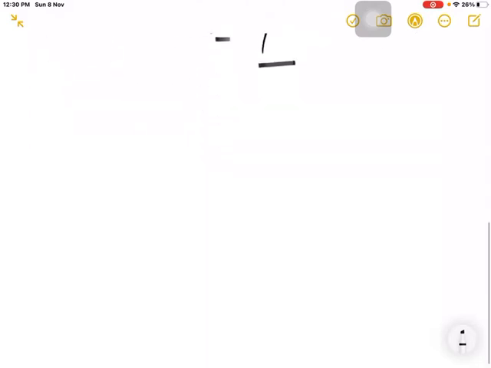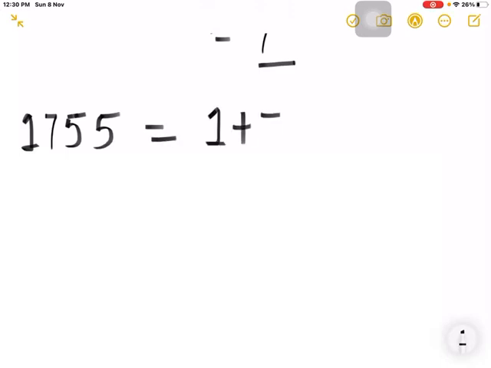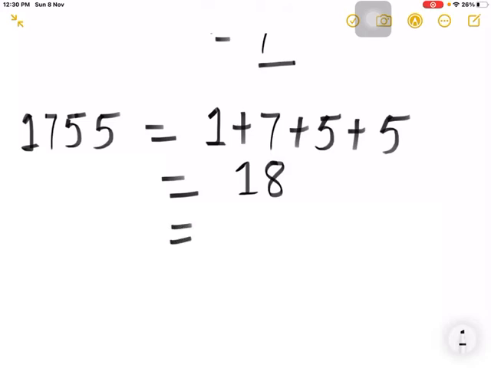Let me write another example, like 1755. We have to check, okay? Yes, you know the rule now. Add all the digits: 1 plus 7 plus 5 plus 5. Now find out the sum. Here the sum is 18, isn't it?